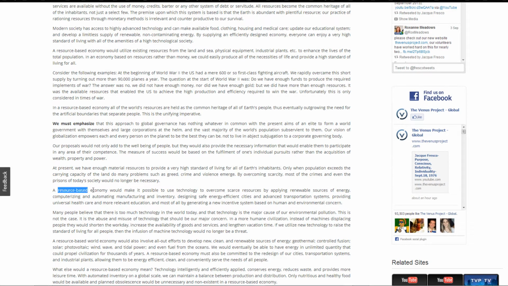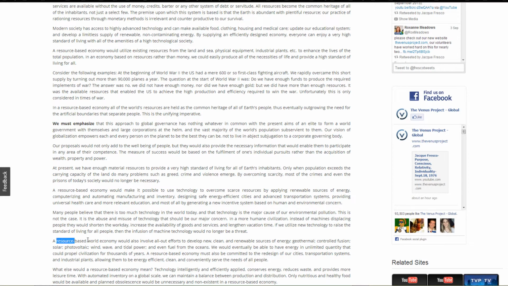Alright, again, resource-based economy. And it looks like this top sentence has some weird spacing, but obviously not a big deal. This one, instead of machines displacing people, comma, they would shorten the workday, comma, increase. So just a comma, because otherwise it says instead of machines displacing people, they would shorten the workday. Not a big deal. Next paragraph, resource-based economy, resource-based world economy.